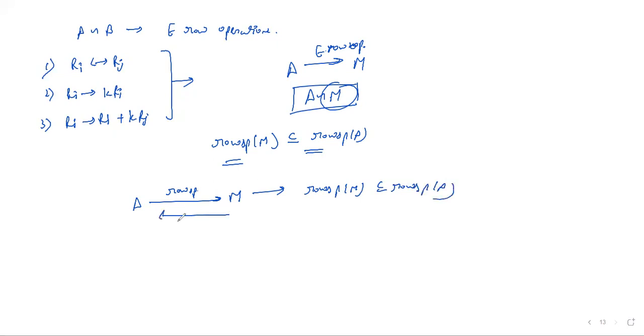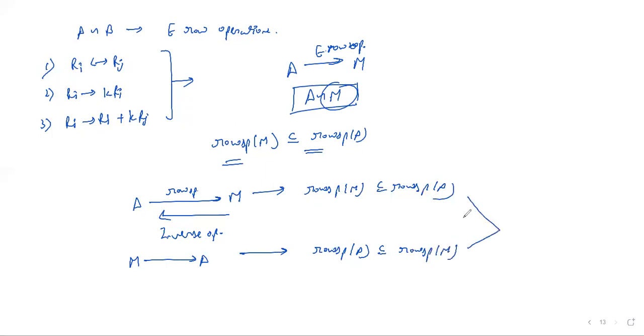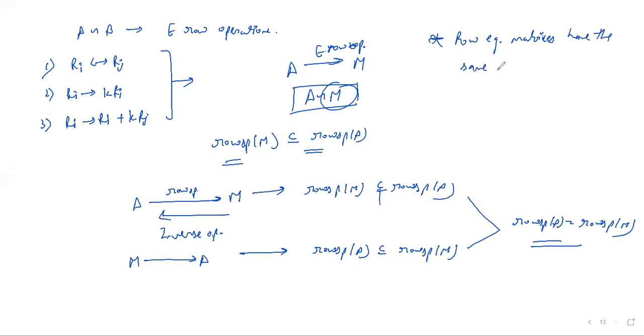And if I apply the inverse operations on the matrix M to get back the matrix A, then the row space of A is a subset of the row space of M. So from these two conditions, the row space of A is equal to the row space of M. From this we got that row equivalent matrices have the same row space.